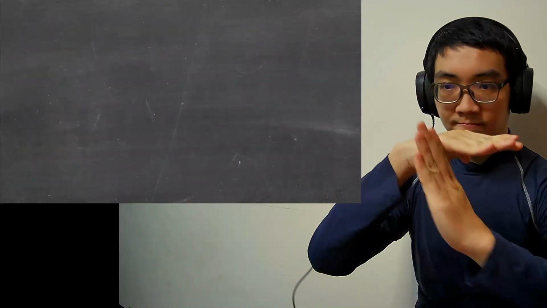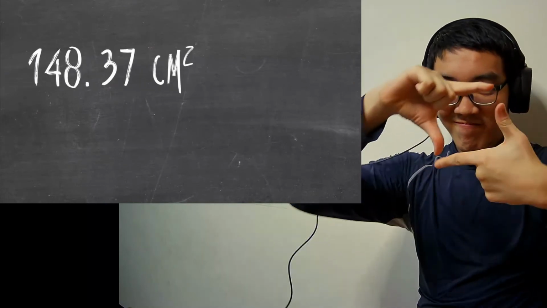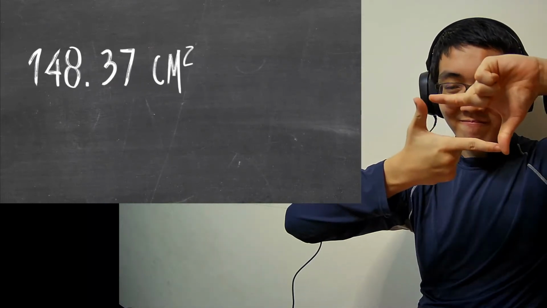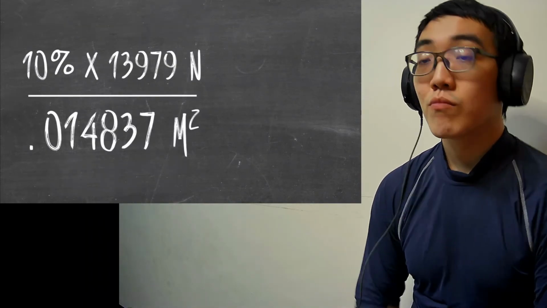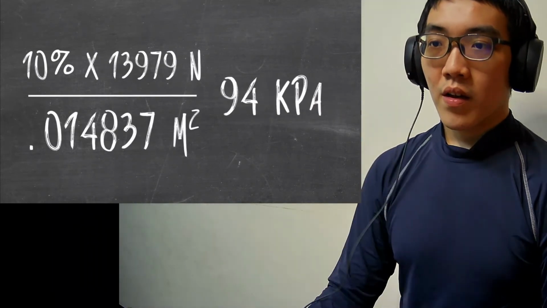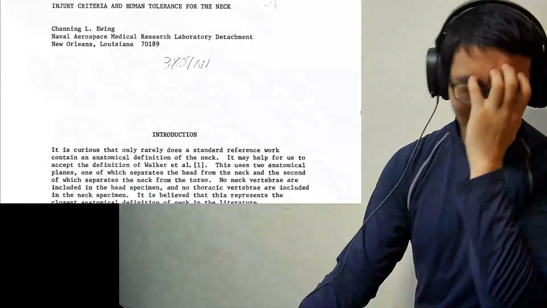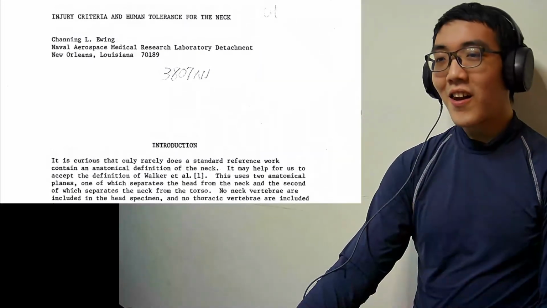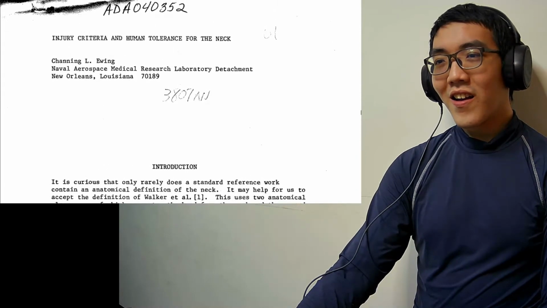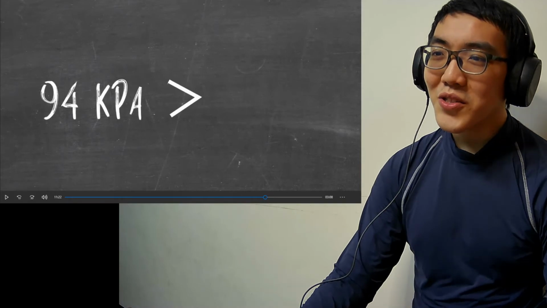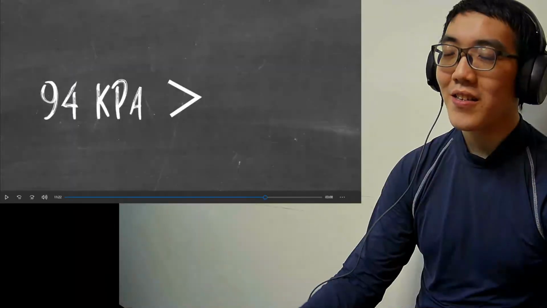This is how engineers do math. They take cross-sections of materials and calculate the forces applied to them. Given an area of 148.37 square centimeters, you know what to do next. Divide the force by the area to get pressure, which gives us 94 kilopascals applied to the neck, which, according to the study from the Naval Aerospace Medical Research Laboratory Detachment entitled Injury Criteria and Human Tolerance for the Neck, is well... Oh my god, no! That's bad for the human body.